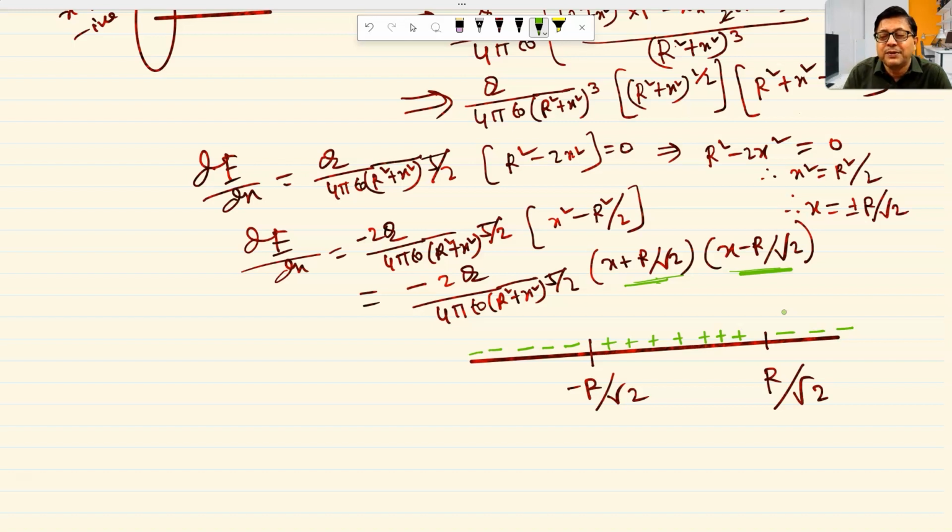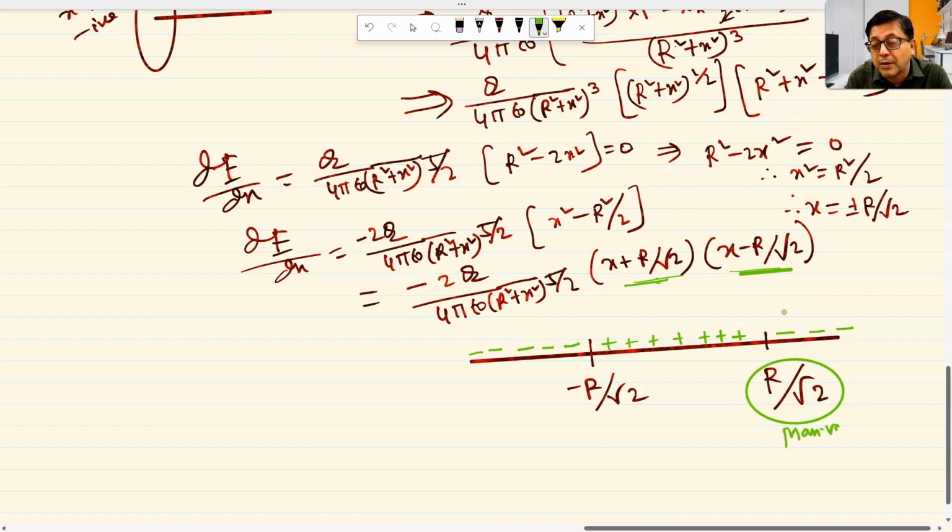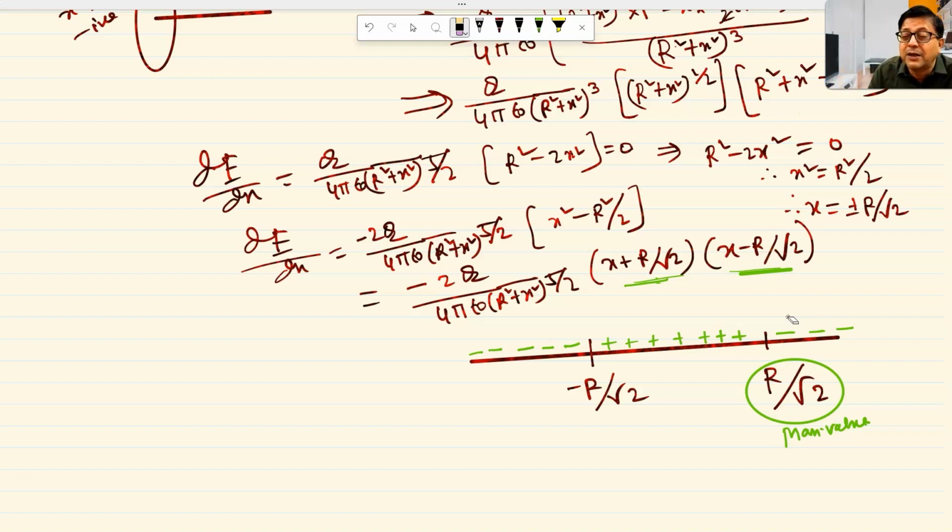So what do you observe? At the point r by root 2, it has maximum value. At the point minus r by root 2, it has maximum value. Isn't it? No, this minus r by root 2, right now I will remain silent. We are drawing when x is increasing first. Okay? Then x decreasing part will do, I mean x along negative x axis will do. First consider this part. It has maximum value at r by root 2.